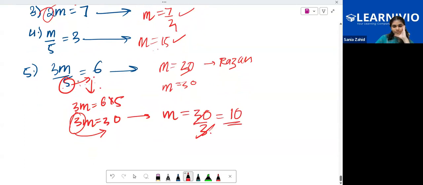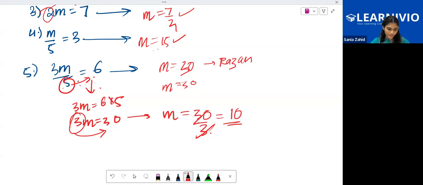Children, please pay attention and see very carefully that I've asked you to find the value of the variable only. Okay, just m, not 3m. So m is 10, not 30. Do you understand? Yes. Okay, let's move ahead.